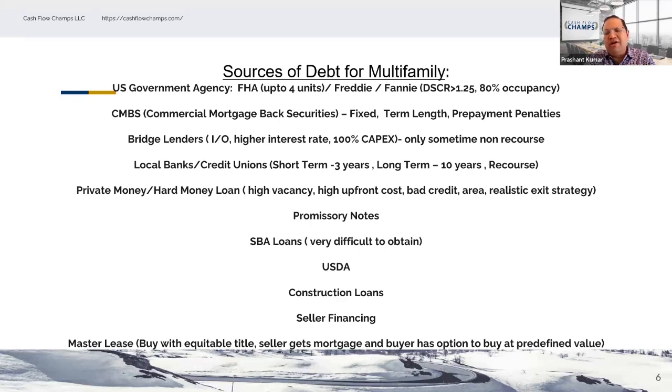Lenders could be Arbor or any other lender, basically. There are 100 lenders or thousands of lenders out there. But Freddie and Fannie are the U.S. government agencies who will guarantee the loan. Their criteria are pretty strict. They look for debt service coverage ratio of greater than 1.25 and at least 80% occupancy. The property has to be cash flowing. Without that, they won't give you the loan.